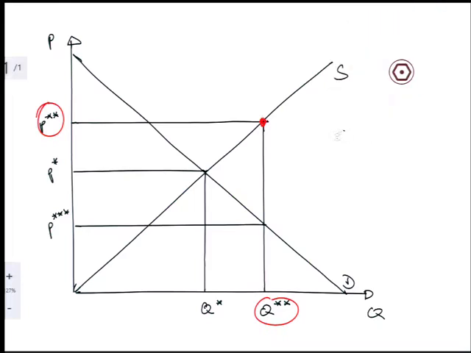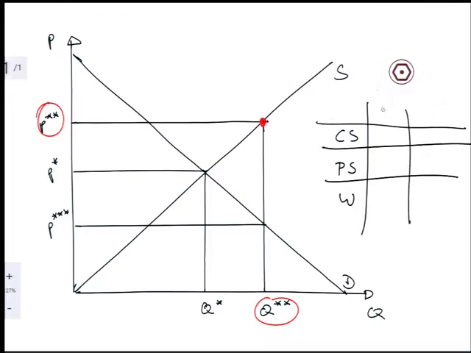So what happens? Consumer surplus, producer surplus, welfare, Q star, Q double star. Let's do some pizza slices, all right? The pizza slices I'm going to need are going to be A, B, C, D, E, F, and G. Okay. Let's do the Q star outcome first.